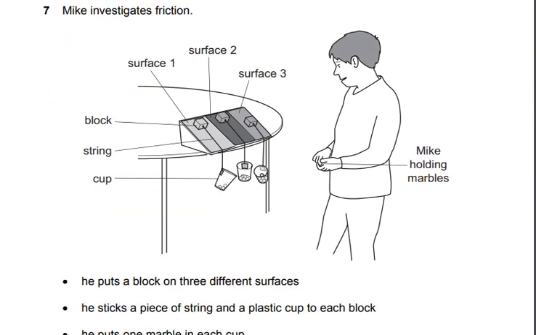Question number 7. Mike investigates friction. Of course friction is a type of force that usually stops or slows down things. So here this person, Mike, investigates friction. Here we have 3 surfaces, surface 1, surface 2, surface 3, and we have a block, a string, and cups. Mike has some marbles in his hands. He puts the marbles in the cups to do the investigation.